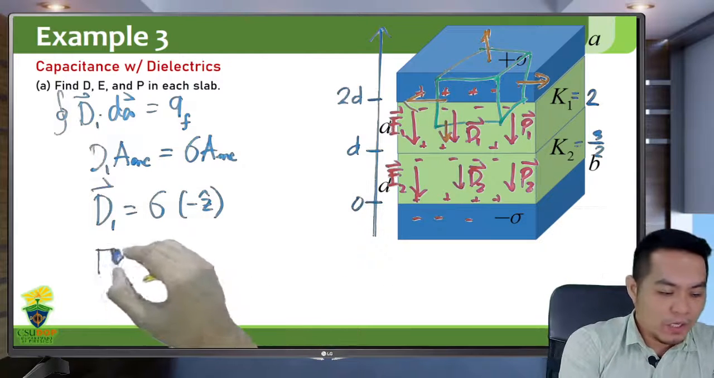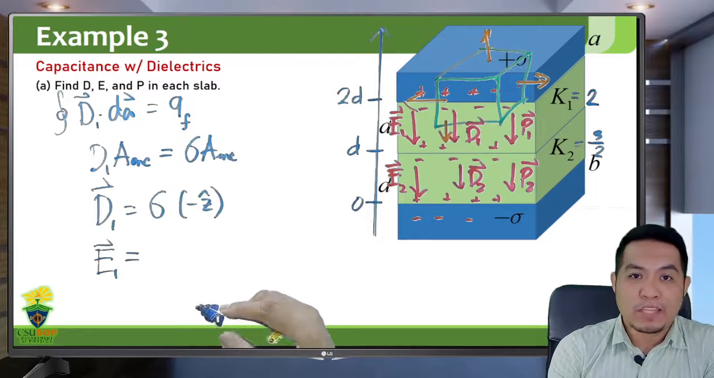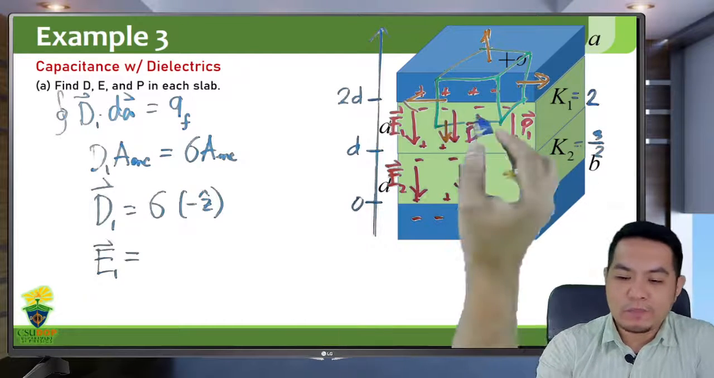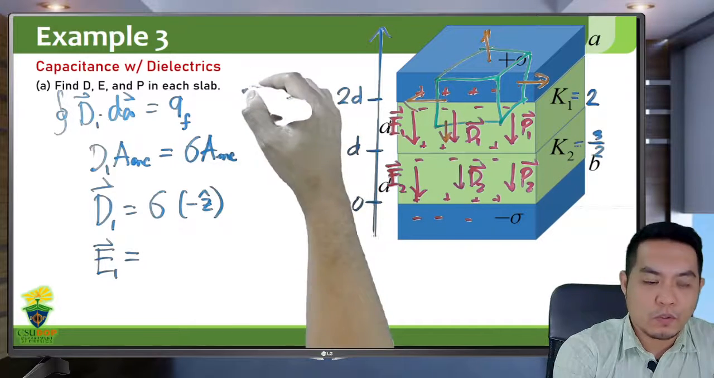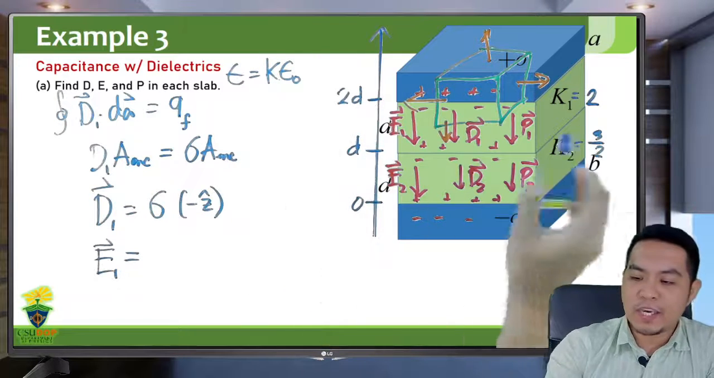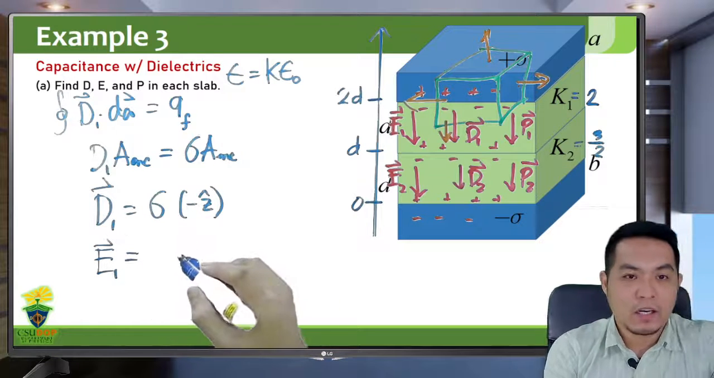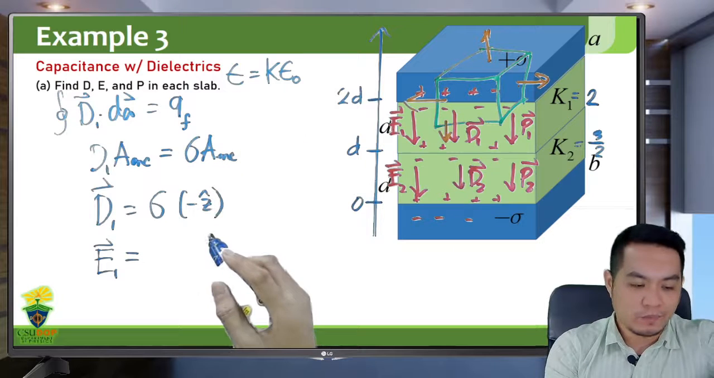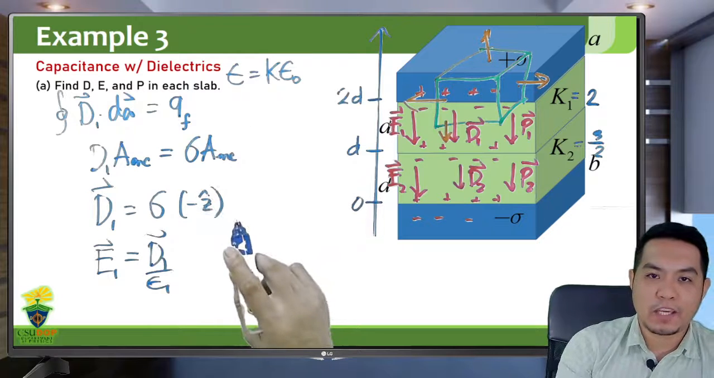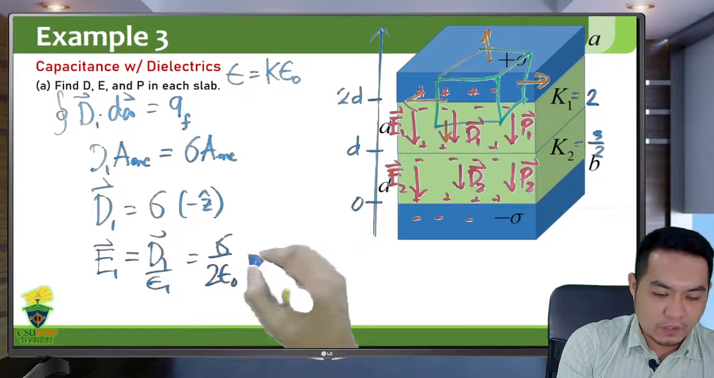Okay, so knowing d1, I can now solve for e1. So you just divide the displacement by the permittivity. But we are not given the permittivity. Instead, we are given the dielectric constant, which is 2. So to solve for the permittivity, it's just the dielectric constant times the permittivity of free space. In this case, for K1 equal to 2, you divide by the permittivity E1. So it's just D1 over E1, where E1 is just K1 times epsilon naught, or 2 epsilon naught. So it's essentially sigma over 2 epsilon naught, negative z hat.